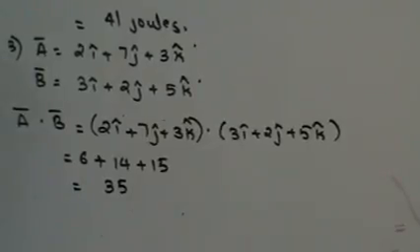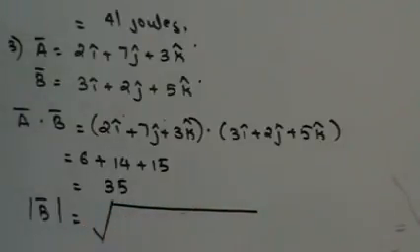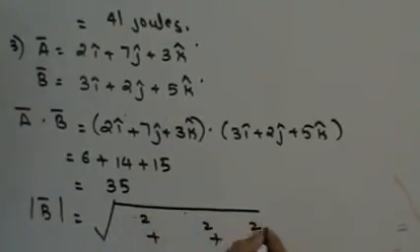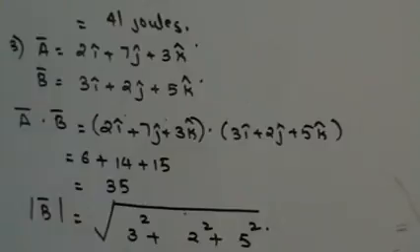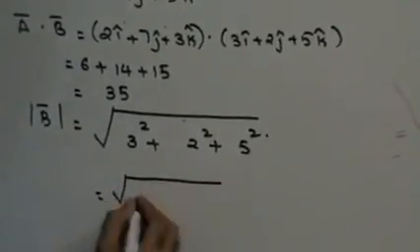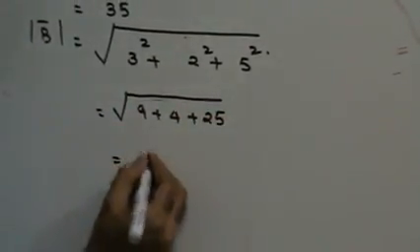Then they have asked you to find out the component of A along B. So find the magnitude of B vector. How do you find the magnitude of a vector? The magnitude of a vector is the square root of the sum of squares of the coefficients. Now what are the coefficients of B vector? 3, 2 and 5. Do you understand this? So this will be the square root of 9 plus 4 plus 25, that is 38.